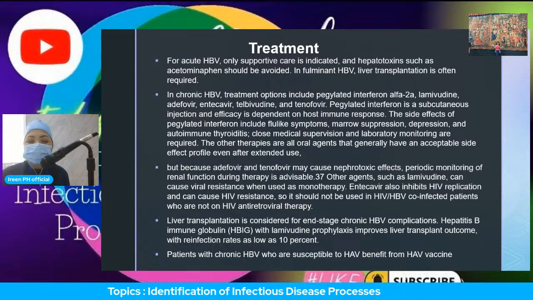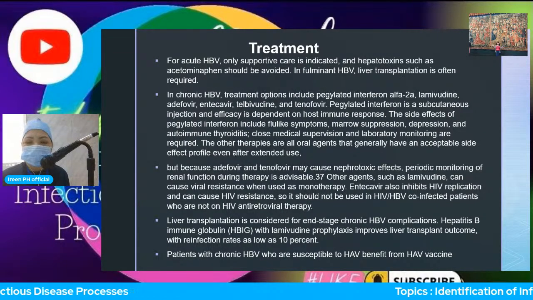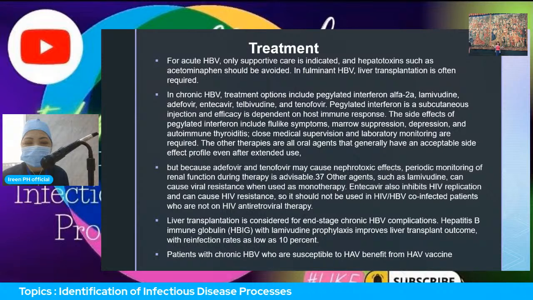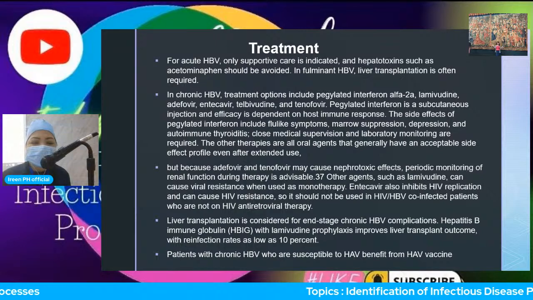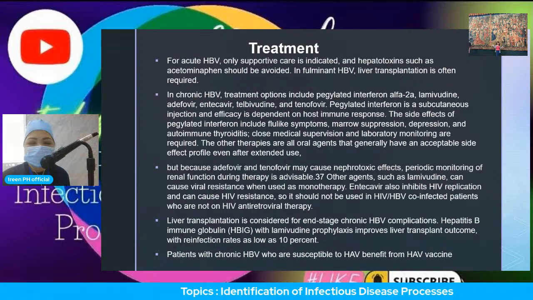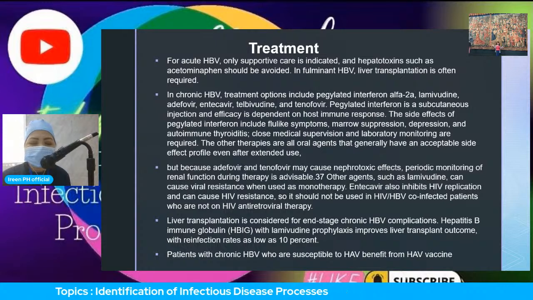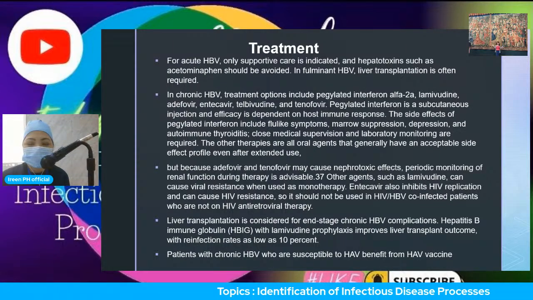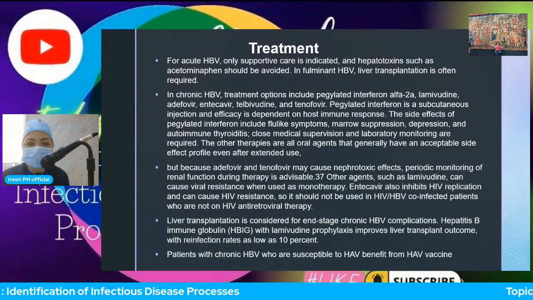In chronic hepatitis B virus, the treatment options include pegylated interferon alpha-2a, adefovir, entecavir, telbivudine, and tenofovir. Now we are discussing the treatment of this hepatitis B.